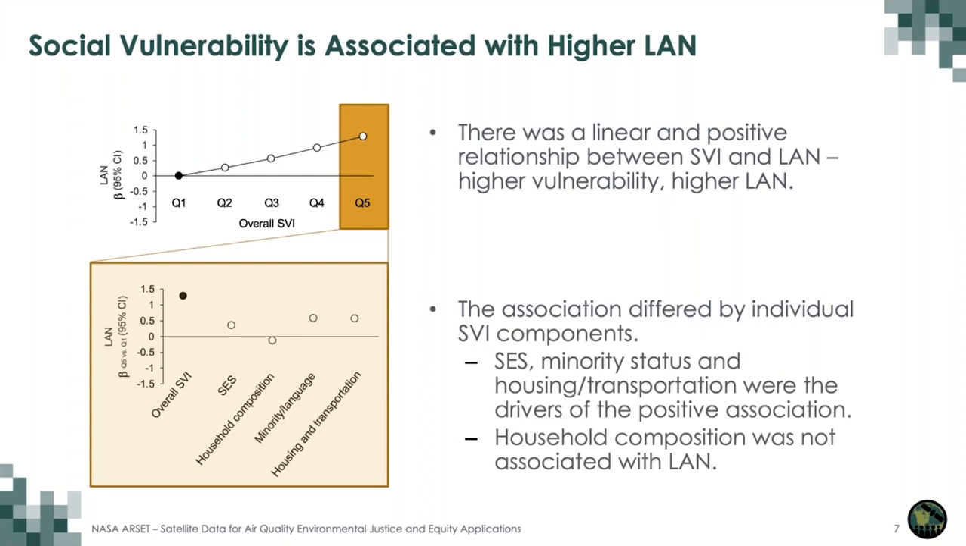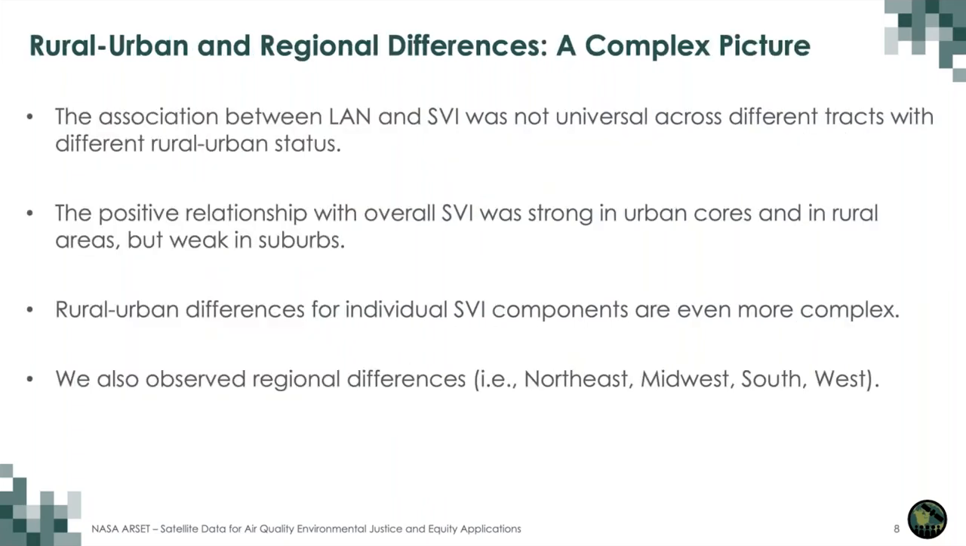Not all components are universally associated with light at night. So next, to complicate the picture even more, we looked at this relationship across different rural and urban status, and as I said, across different regions. The first thing we found is that this association between light at night and overall social vulnerability was again not universal across different tracts with different rural urban status.